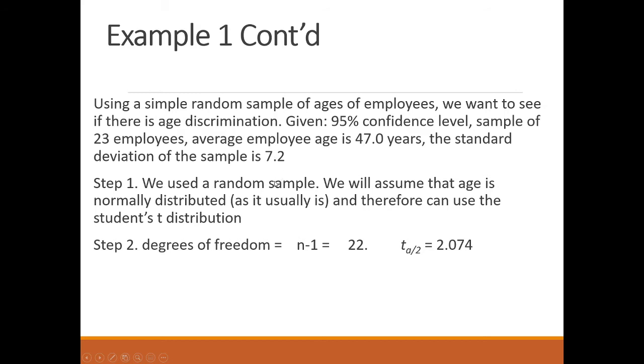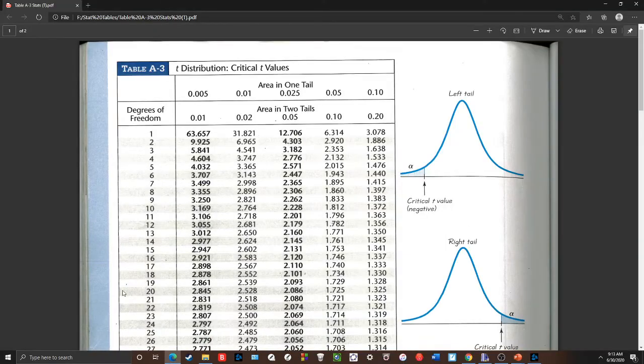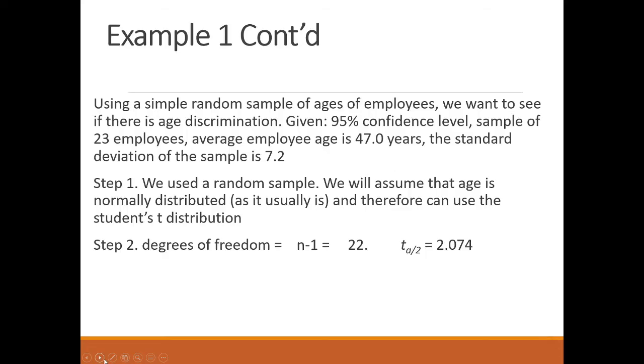So since we have 23 employees, we're going to use the same t-score as before. Degrees of freedom is 22. 95% confident means we have a 2.074 t-score. So again, we just use the table here. 22 degrees of freedom. 95% confident means a 5% alpha. So up top there, find out where they cross, and we get 2.074. So same t-score as before.